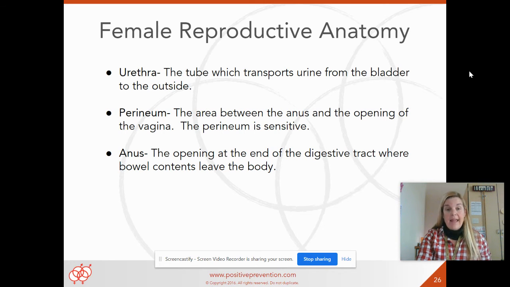And lastly, the anus is the opening at the end of the digestive tract where our bowel contents or our solid waste leave the body.